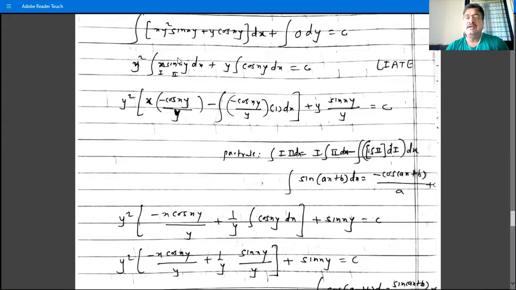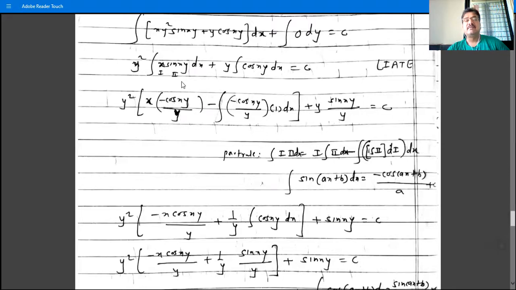So what is the integration of sin x? Integration of sin x is minus cos x, and this is sin(yx). Y is a constant. So what is the integration of sin 4x? It is minus cos 4x divided by 4. Like that, integration of sin(yx) is minus cos(yx) divided by y. So y is a constant.